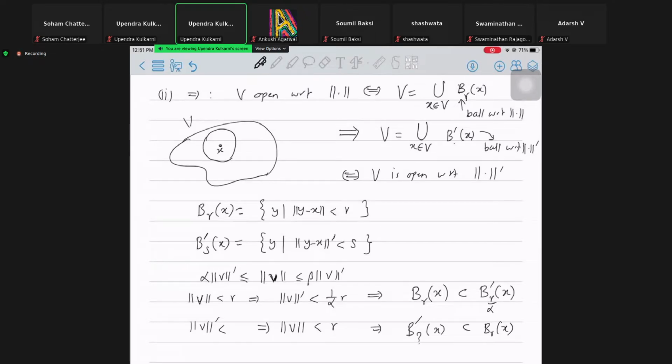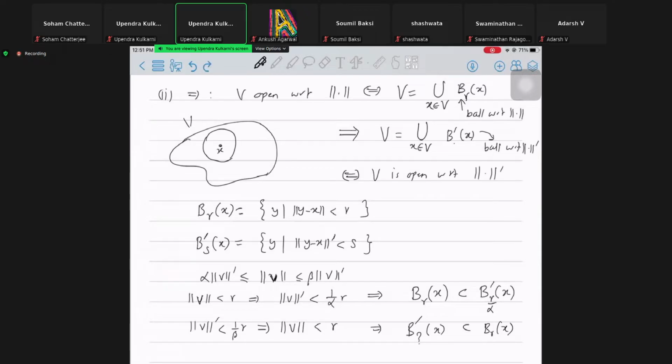If the prime norm of V is R by beta, then you see, if I multiply both sides of this inequality by beta, then I get that this one is less than R, and therefore the norm of V, which is bounded by that, will also be less than R.